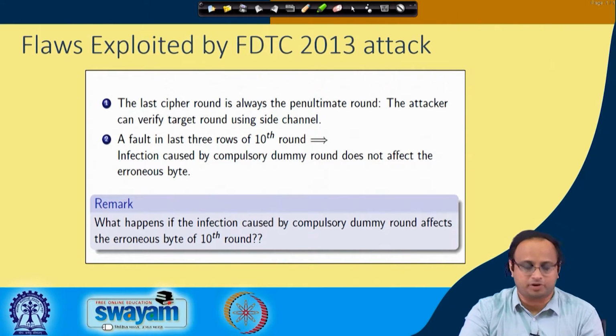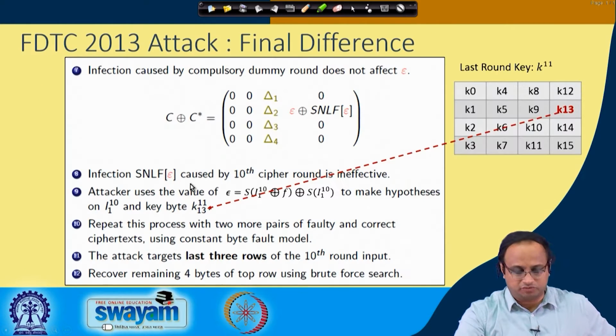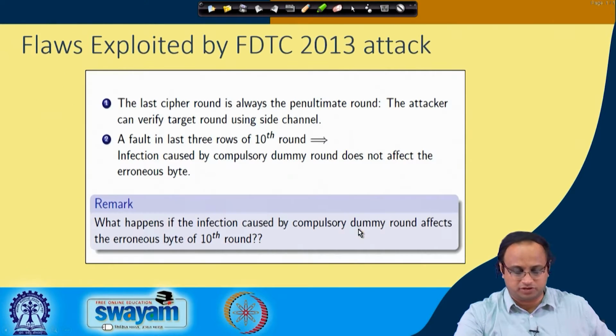And therefore it can say with certainty that this is my 10th round being in operation. Likewise, what we observe is that if there is a fault in the last 3 rounds of the 10th round, then the infection caused by the compulsory dummy round does not affect the erroneous byte, because of the shift. If there is a fault, then this particular byte is not getting affected, because this diffusion is getting shifted, and therefore the attacker has access to the output differential.